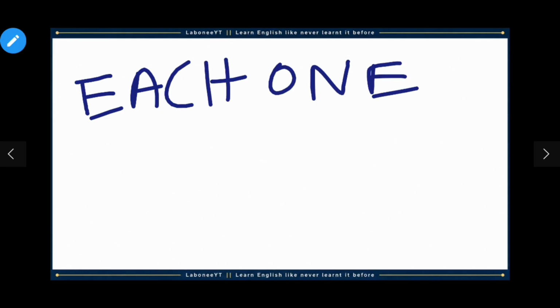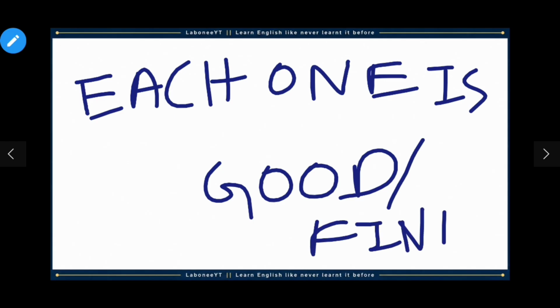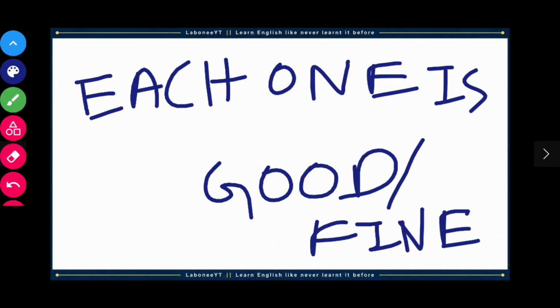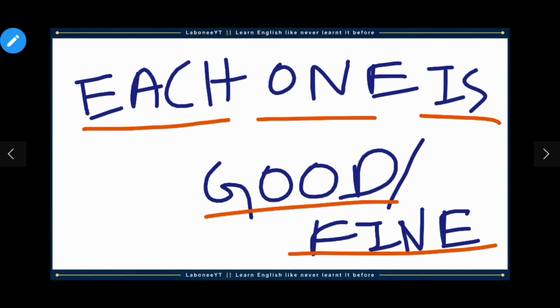So if I write here, each one is good. Each one is good or fine, whatever. So here we have written that each one is good or fine. Each one is good or fine, whatever. So here we have written each one. We haven't mentioned any noun or name.